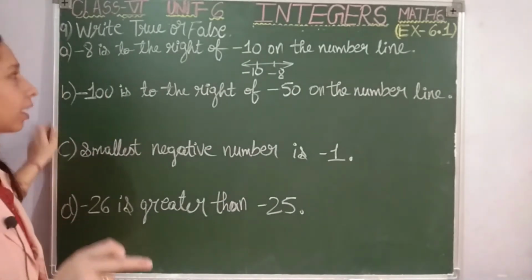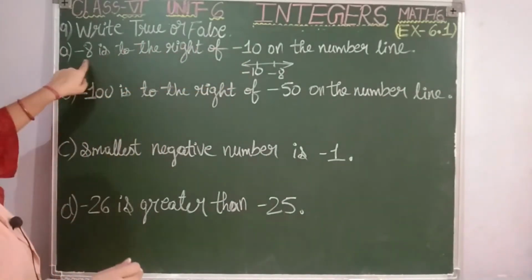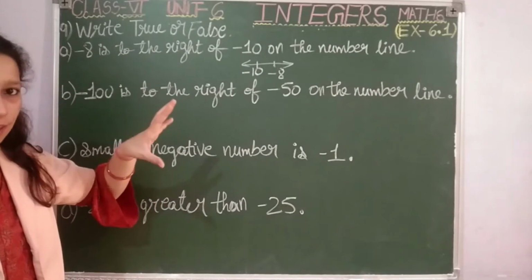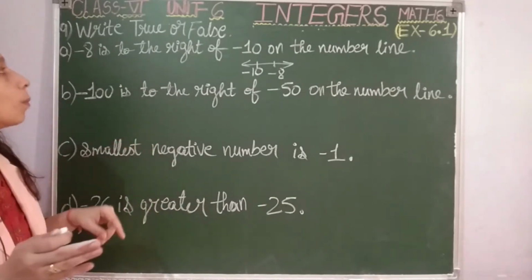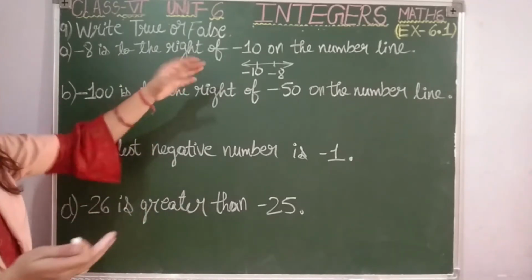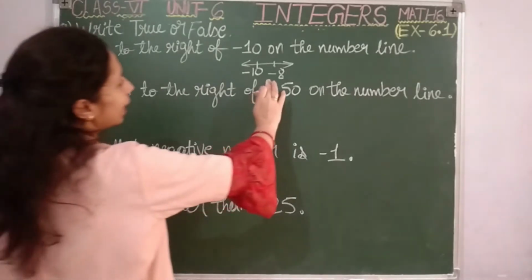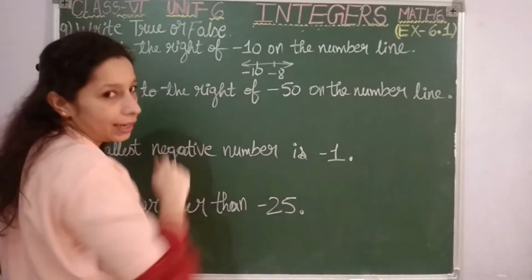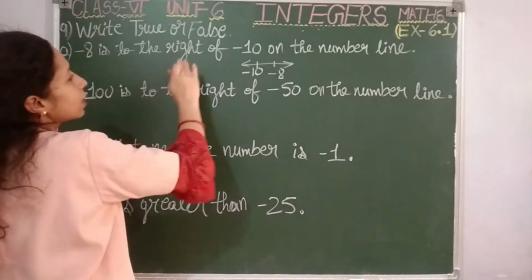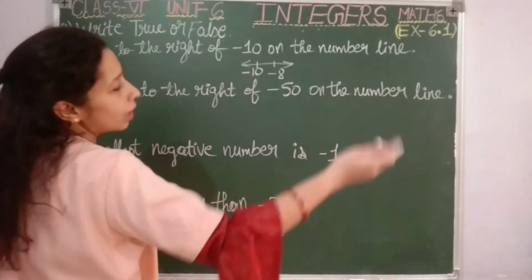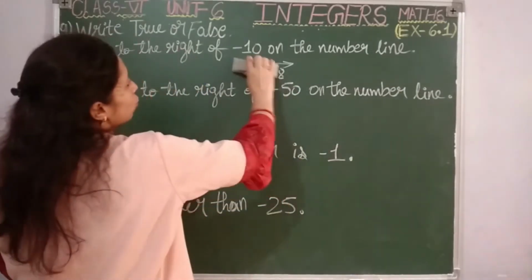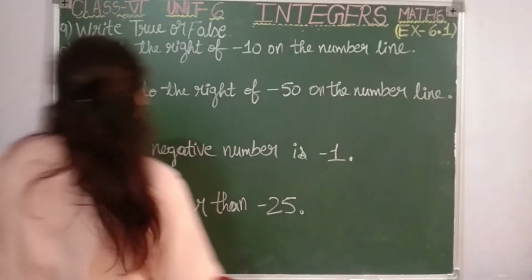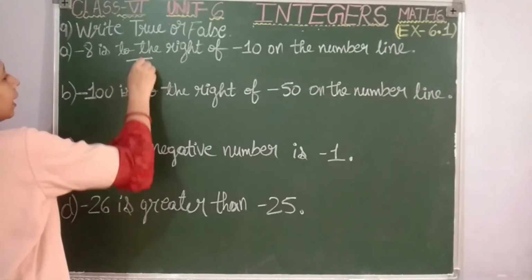First let us use that trick. Which is the greatest among the two? Minus 8 is the greatest, so it should be to the right of the other number, okay? You can check here, minus 8 is at the right of minus 10, isn't it? So minus 8 is to the right of minus 10 on the number line. Statement is true or false, students? Surely it is true. Clear?